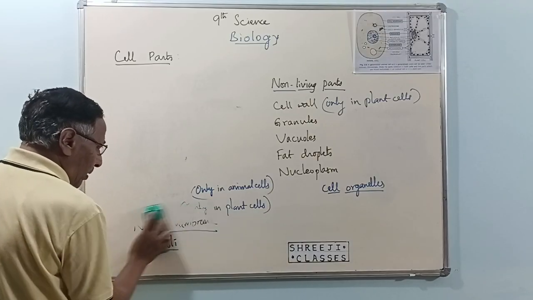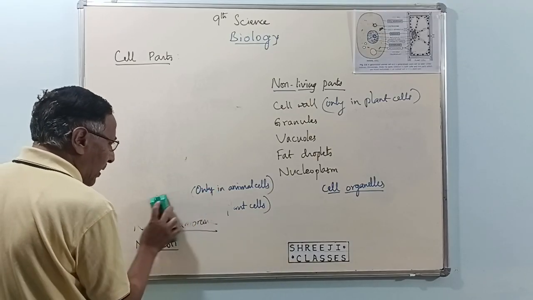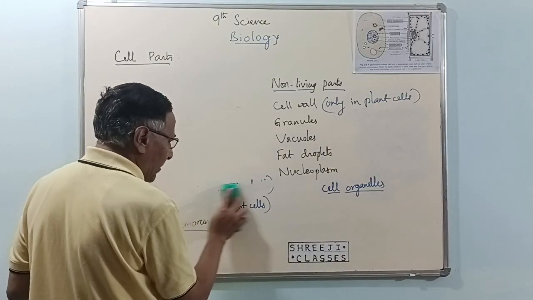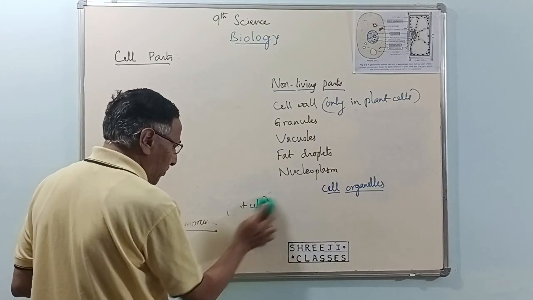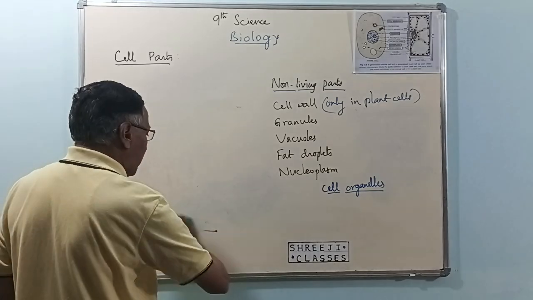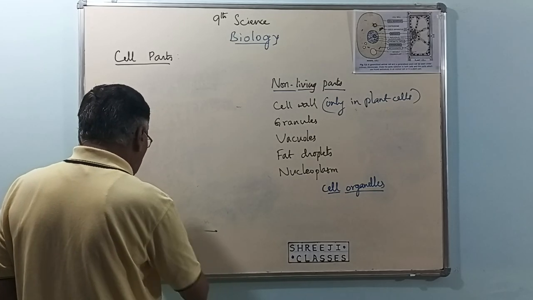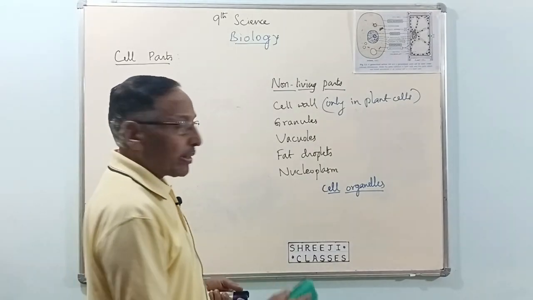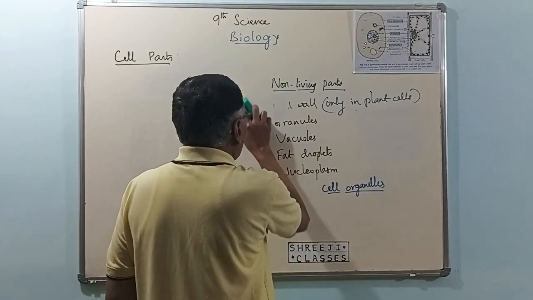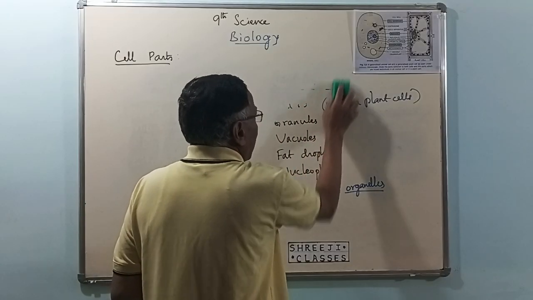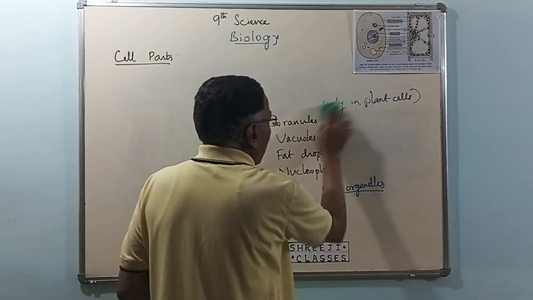Means what? Some organelles are bound by a membrane. It may be a single layer, single membrane, or a double membrane. Sometimes two layers are there. Sometimes a single membrane is there. And some organelles do not have any membranes at all. They are what we call as non-membranous organelles.